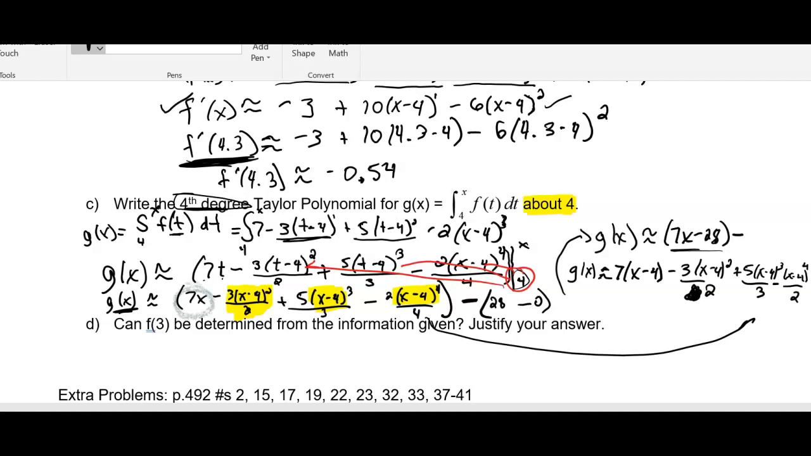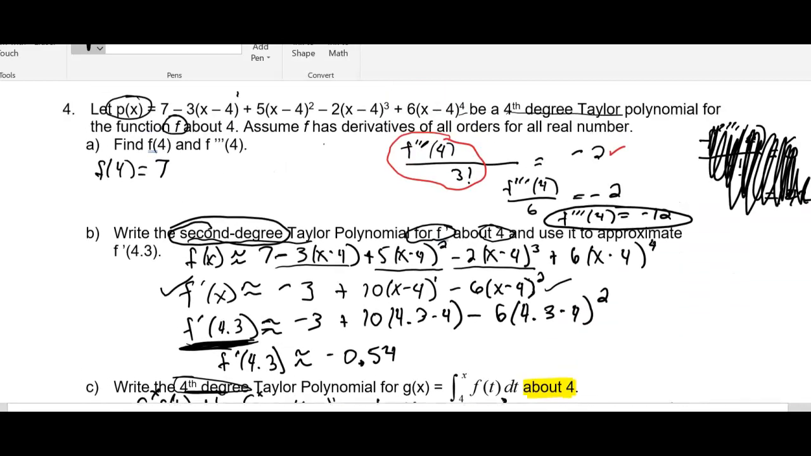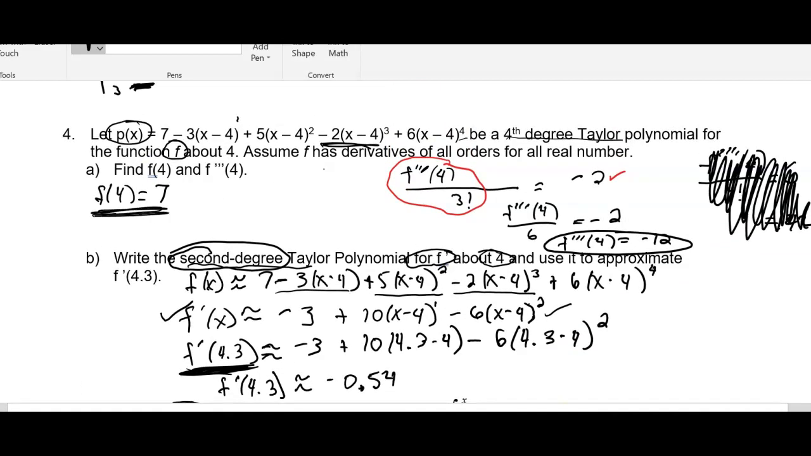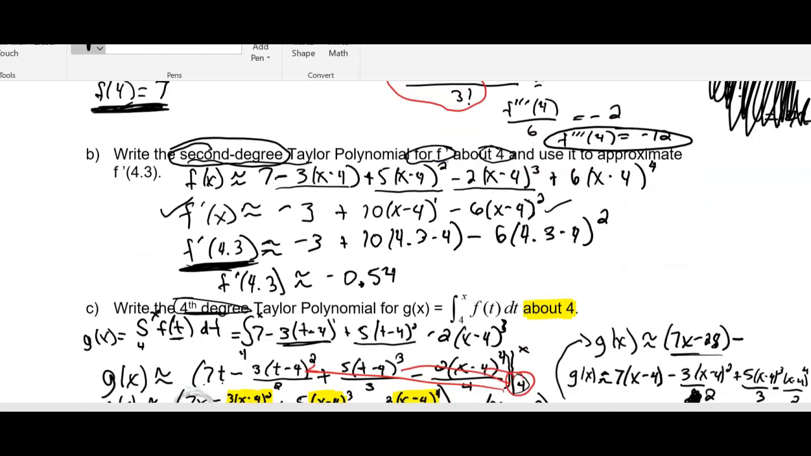All right, then letter D. It says, can f of 3 be determined by the given information? The answer to this is no. Up here, if I wanted f of 4, I could. Because this is a Taylor polynomial, we could find f of 4, because we know that would have had to have been our first term.